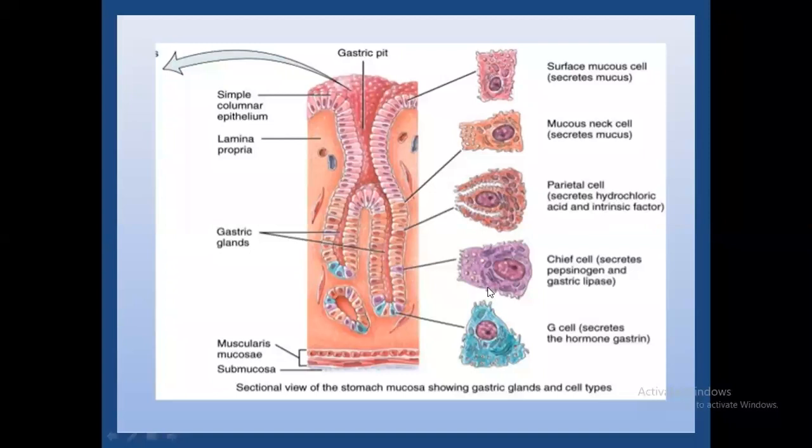And another type of cells we call chief cells. These chief cells produce the substance called pepsinogen, and another substance called gastric lipase. And the last cell is called the G cell. G cell secretes the hormone called gastrin. Okay, so these are the cells present in the gastric pit. These cells are helpful for the secretion of different substances.